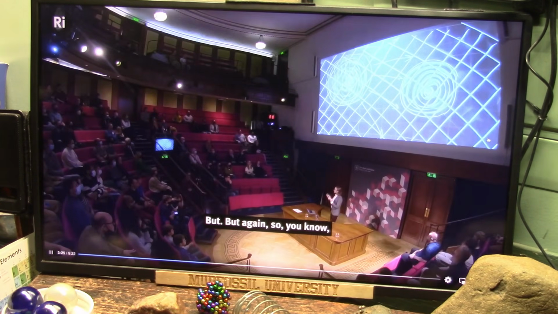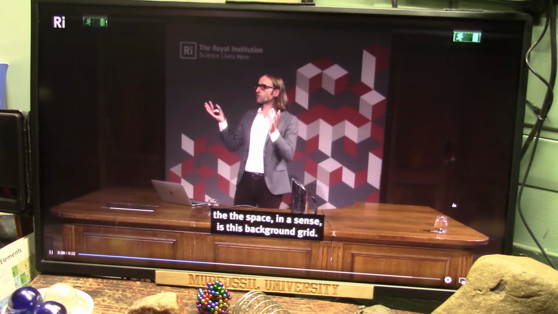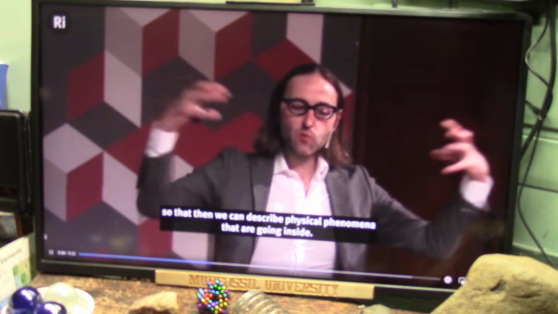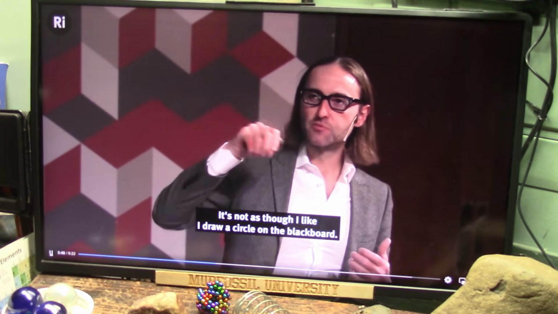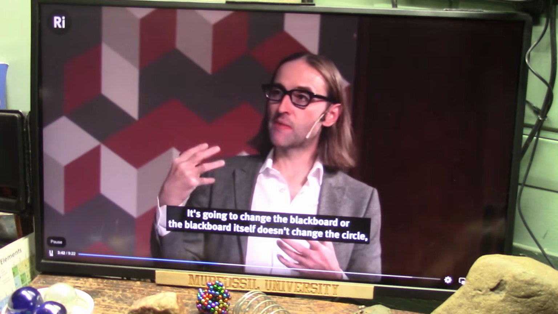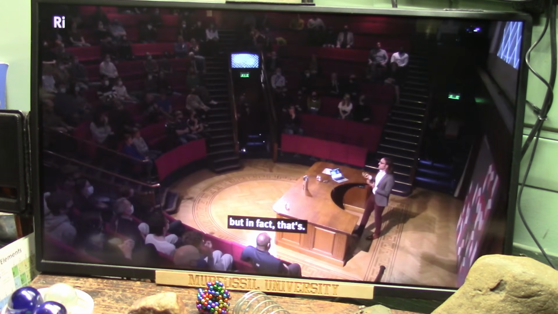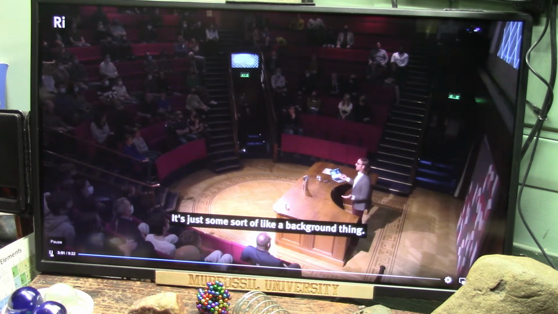But again, space in a sense is this background grid. It's like these metric lines that we impose upon things so that we can describe physical phenomena that are going on inside. But it's not real. It's not as though when I draw a circle on the blackboard, it's going to change the blackboard, or the blackboard itself changes the circle. You might think that space is like that. Space is nothing. It's just some sort of background thing.